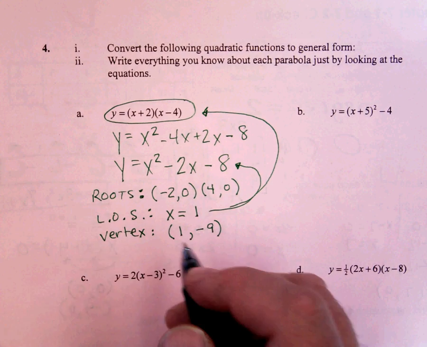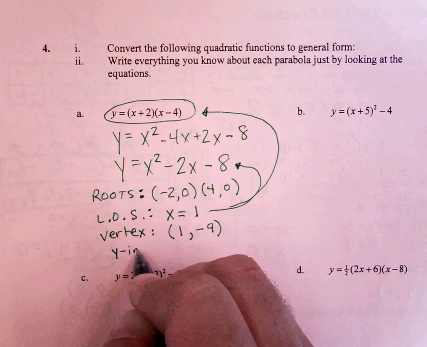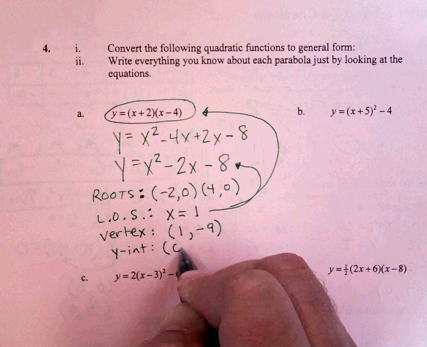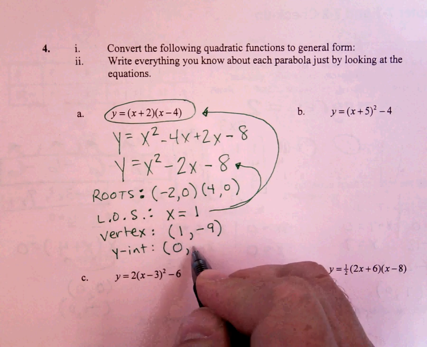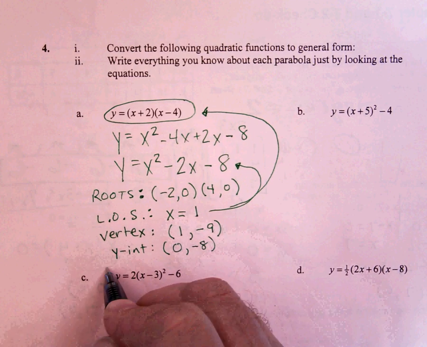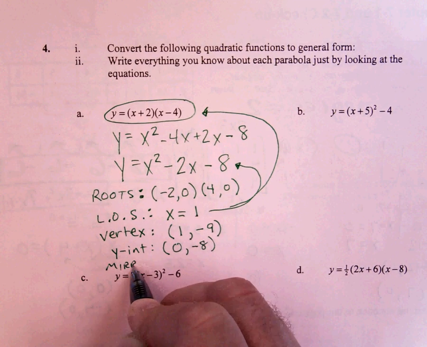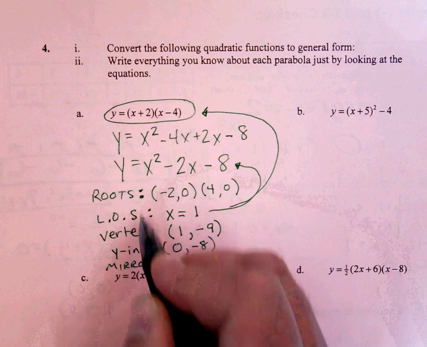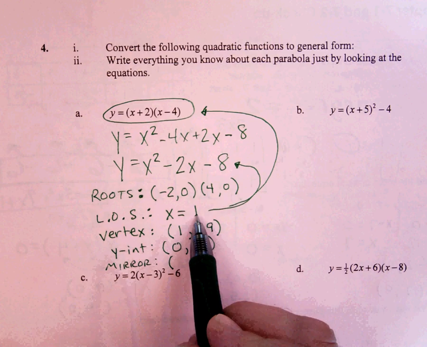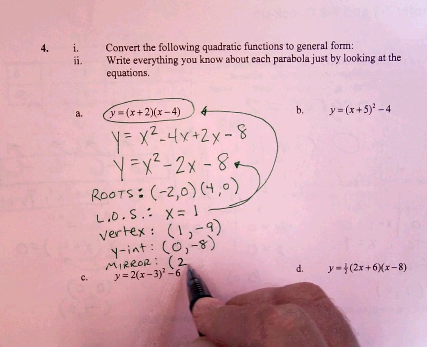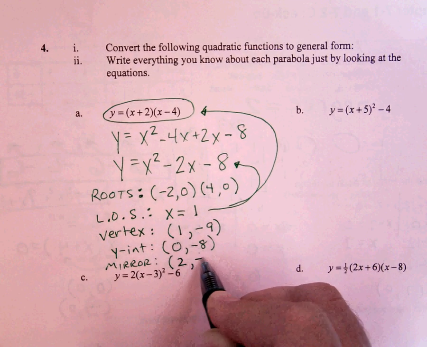We have 3 of the 5 parts. We're also looking for the y-intercept, which is (0, c). See it right there, negative 8. And finally, the mirror point, which is sort of a byproduct of all the things that we have here. To find the mirror point, double the line of symmetry, 2, and steal the y-intercept, negative 8.